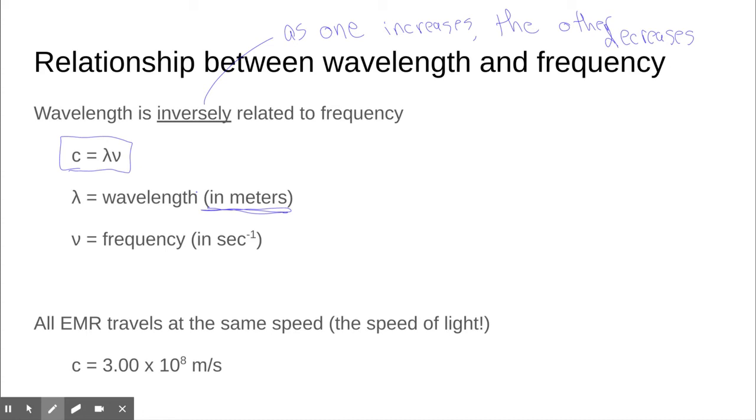This c is something I just kind of threw in, but you've probably heard of this c before in the very famous equation, E equals mc squared. c stands for the speed of light, because all EMR travels at the same speed, very, very fast, the fastest speed we have, and that is the speed of light. That speed of light is 3.00 times 10 to the 8th meters per second.